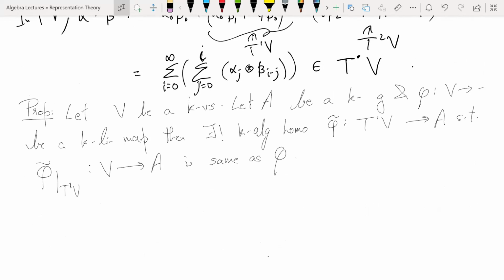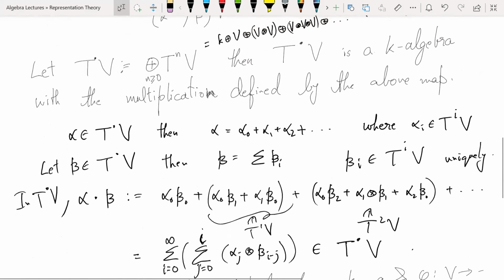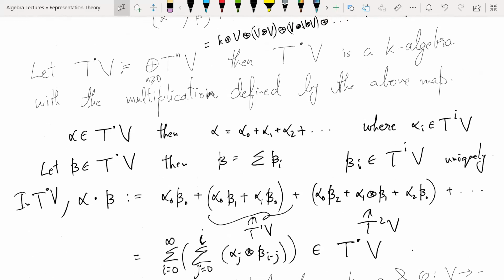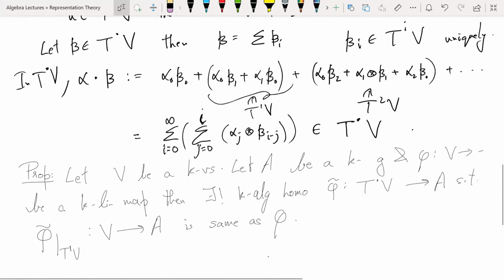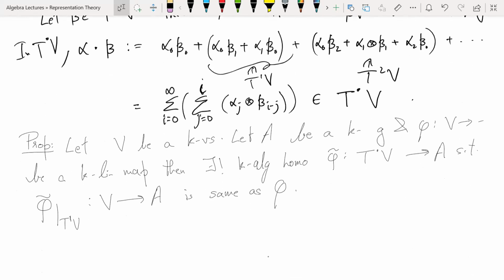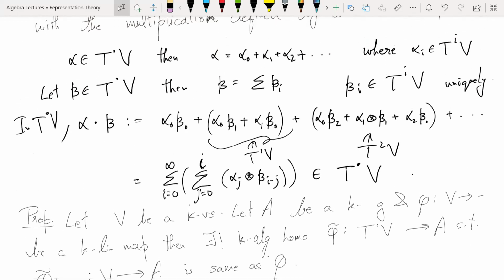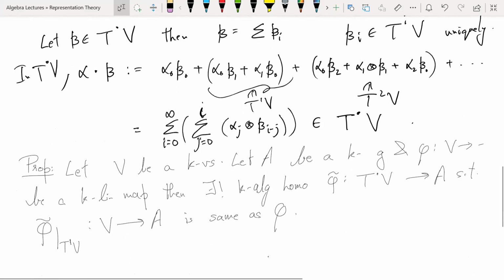So this is the constructive way of saying what a tensor algebra is. Another way to define the tensor algebra is somewhat abstractly, like we defined the tensor product of modules. You define it using a universal property. In fact, we have already shown that this is a tensor algebra. What I'll do is prove the universal property as a proposition.